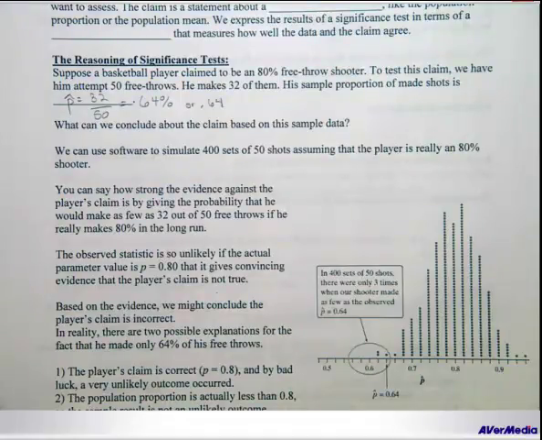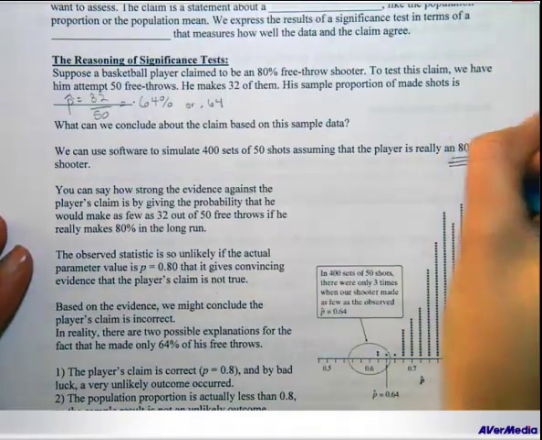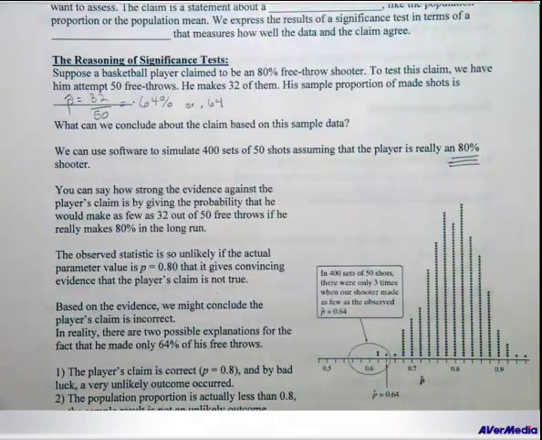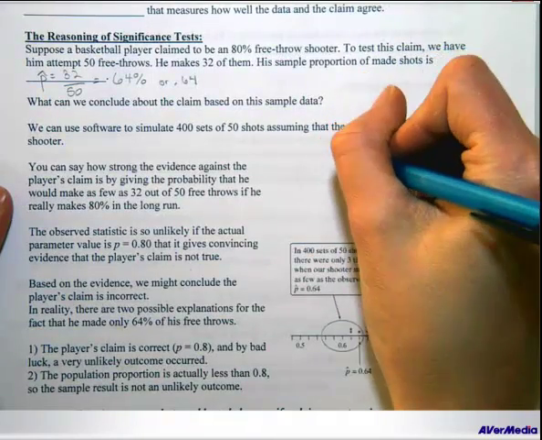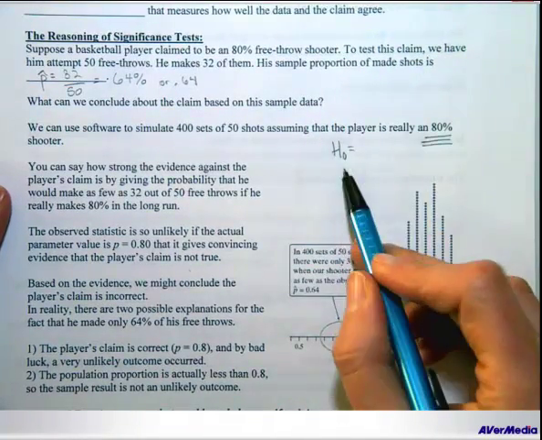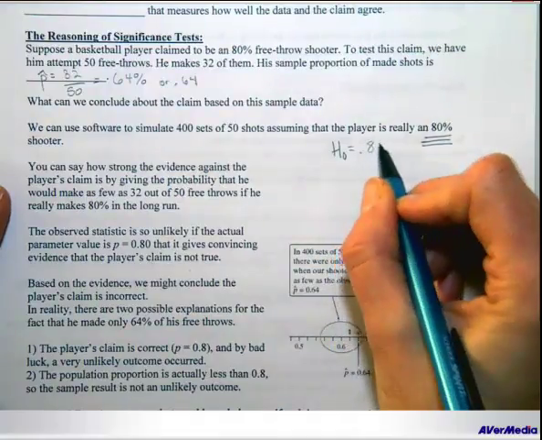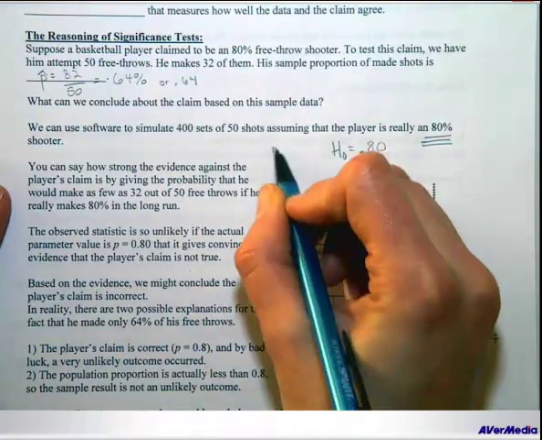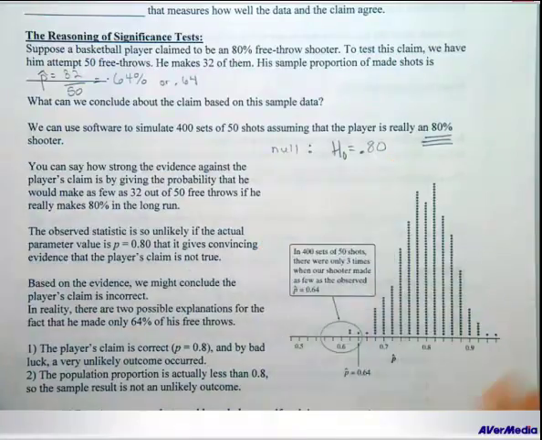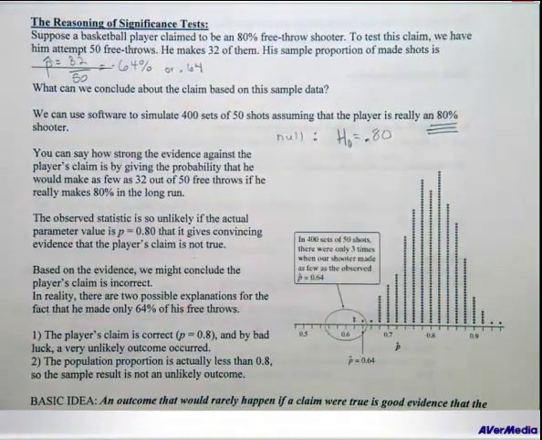What we did on this page, instead of going the theoretical approach, we take a simulated approach. So right here it says we use software to simulate 400 sets of 50 shots, assuming the player really is an 80% free throw shooter. So this is the key. What we do is we start with an assumption, and that's going to be our null hypothesis. Eventually, we're going to write that. So I'm going to have you jot it down right now: H naught, H sub 0, equals 0.80. That's our null hypothesis. It's the assumption that's being claimed.